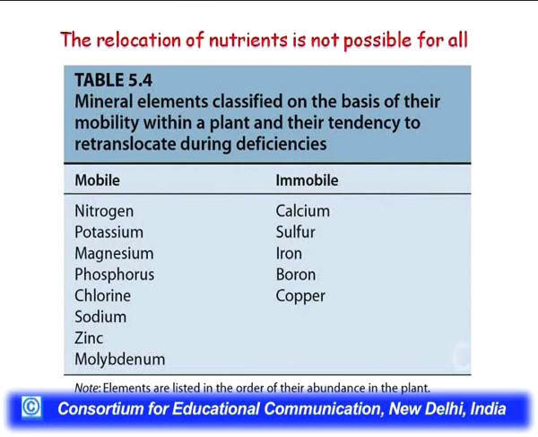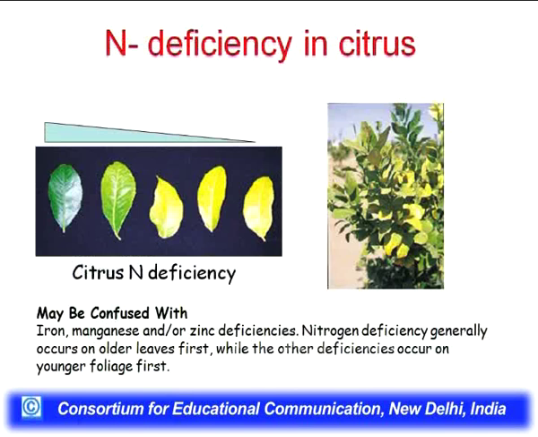So the immobile elements like calcium, sulfur, boron, copper and iron will show the symptom first in the upper leaves, because the upper leaves need more. However, mobile elements will show symptoms in the lower leaves first. I'll show you some of the deficiency symptoms, and it will be clear by looking at that.